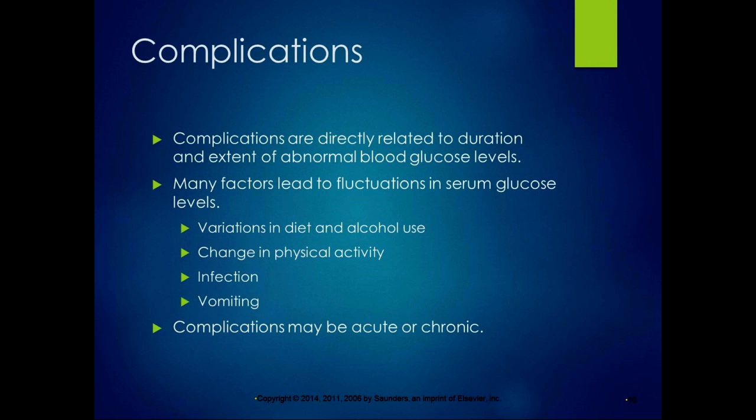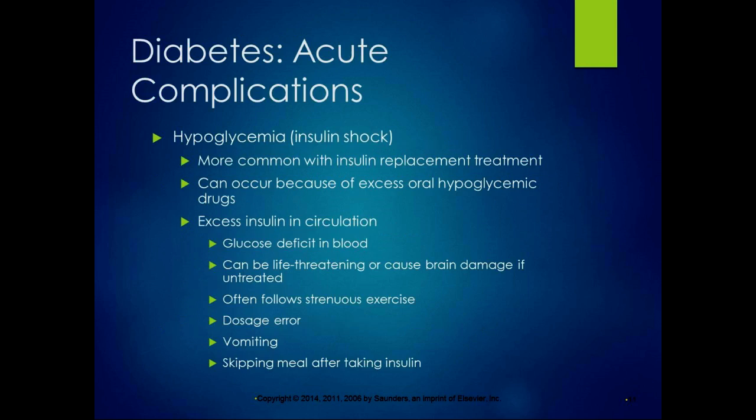Changes in physical activity. That's what I was saying, where the nurses would get mad if we would take people to the gym and work them too hard before dinner, because then their blood sugar would drop too low, or before they had their insulin. Infection can change how your glucose levels fluctuate. And vomiting, because that's changing your internal chemistry. Complications can be acute or chronic, and we will talk about some of the acute versus chronic complications.